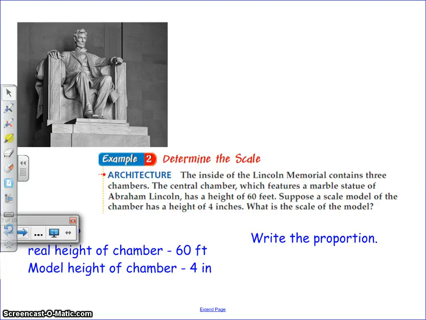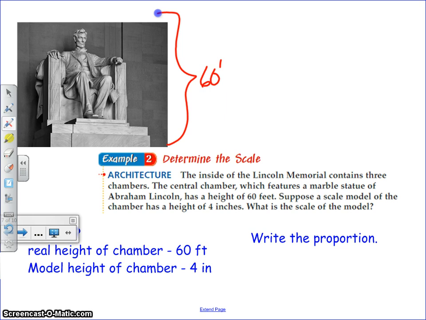Another example, determine the scale. This time, we're going to figure out what the scale is. Here's the inside of the Lincoln Memorial. Maybe some of you have been there. It contains 3 chambers. The central chamber, which features a marble statue of Abraham Lincoln, has a height of 60 feet.